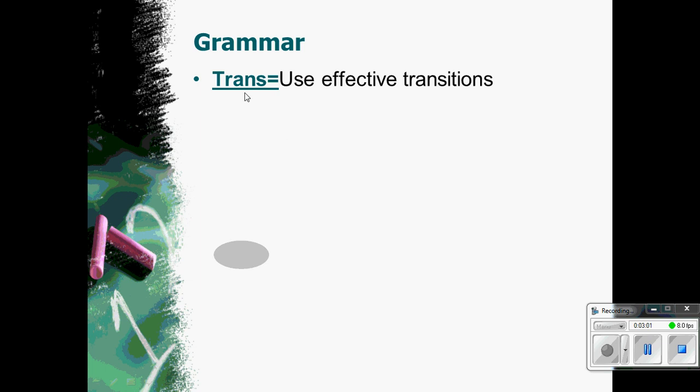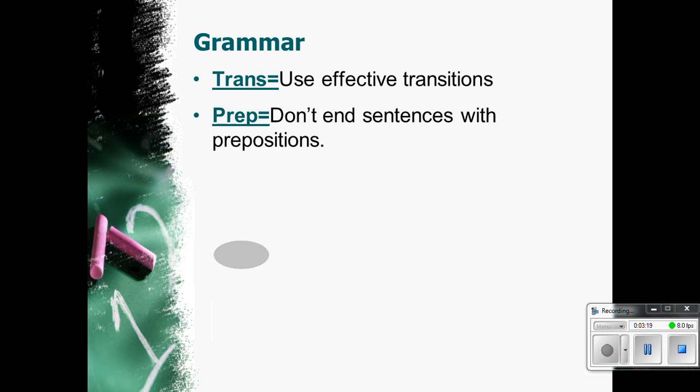If you see TRANS in your paper, that means you have not used an effective transition to move us from one idea or one thought to the next. Transitions can be used between paragraphs, but we can also use them very effectively between sentences. They help to create a nice flow in your writing. If you have a PREP in your paper, that means you are ending a sentence with a preposition, and we don't want to do that.